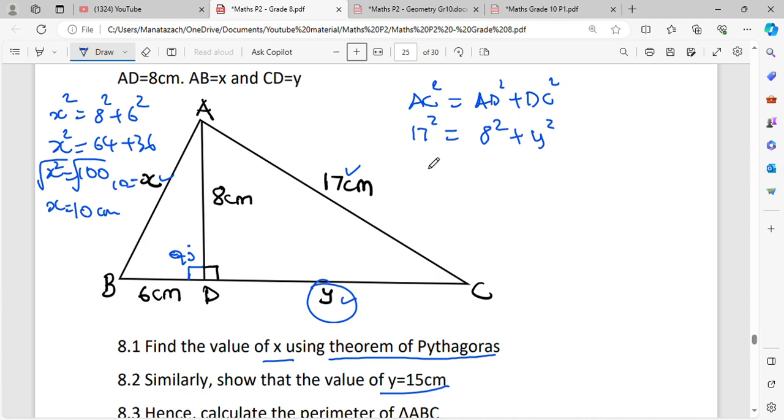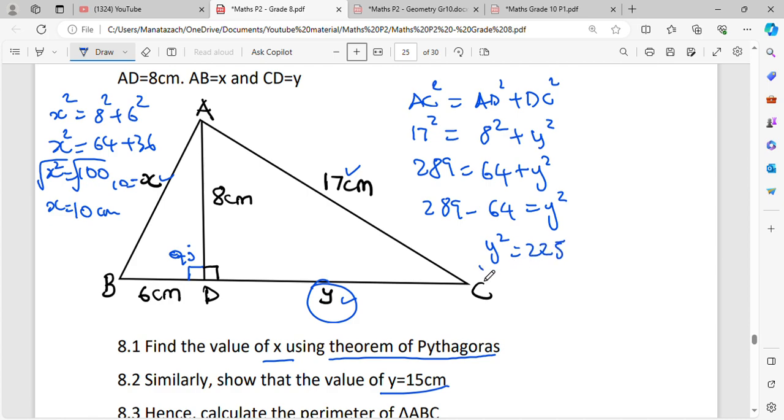Okay, 17 squared will give us 289, 8 squared will give us 64. Then y squared is going to be equal to 289 minus 64, which is 225. When you put a square root sign, you'll find that y is equal to 15 centimeters, which is exactly this value.